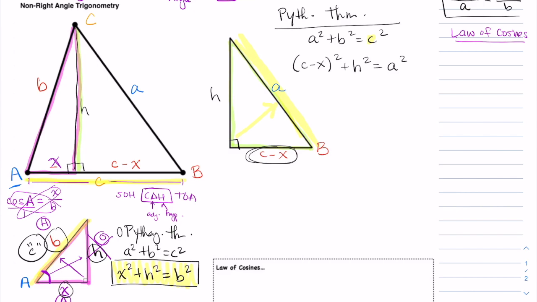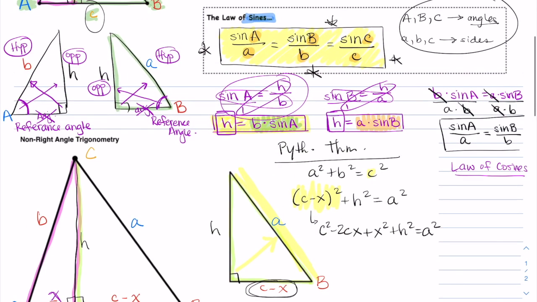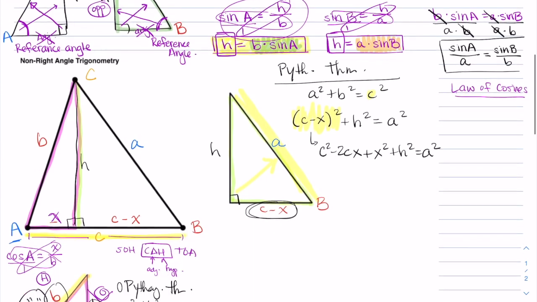And hopefully you remember how you FOIL, but I'm going to do this real quick for the sake of time. This is going to simplify to c squared minus 2cx plus x squared plus h squared equals a squared, which looks really ugly. Now I want to remind you from the beginning, we want our final answer to only have, like if you look at the sine law, a's, b's, and c's. So capital C, lowercase c, capital B, lowercase b.